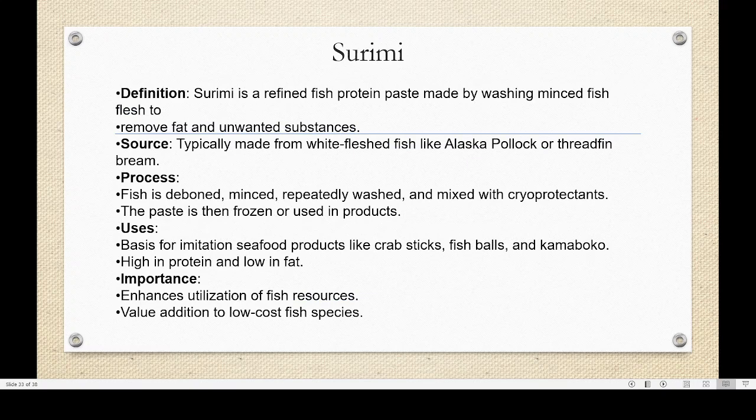Then the next one is surimi. Surimi is a refined fish protein paste made by washing minced fish to remove fat and unwanted substances. I will show you a picture of this surimi. Most of the time it is made from big fishes like Alaska pollock or threadfin bream.